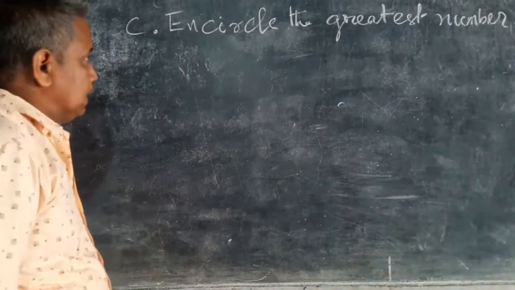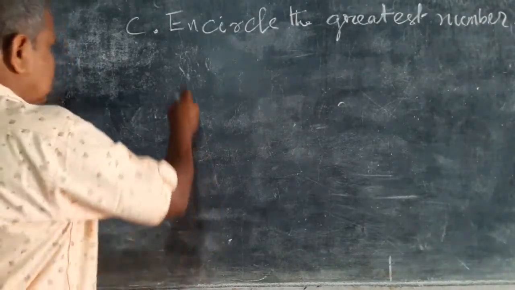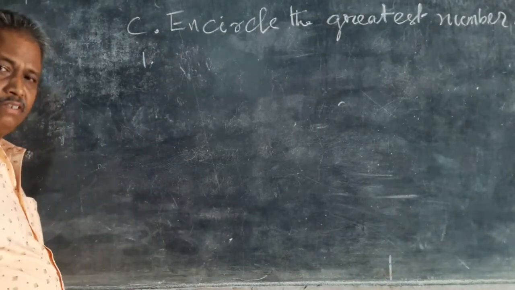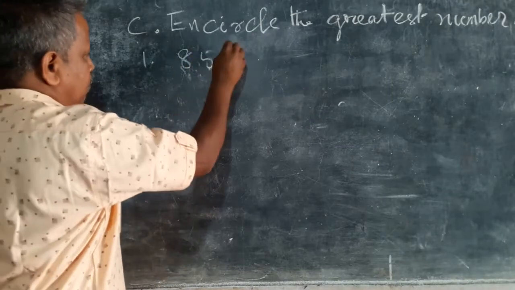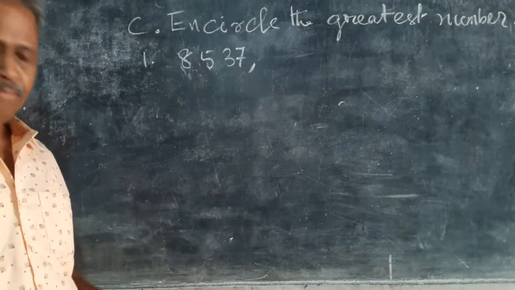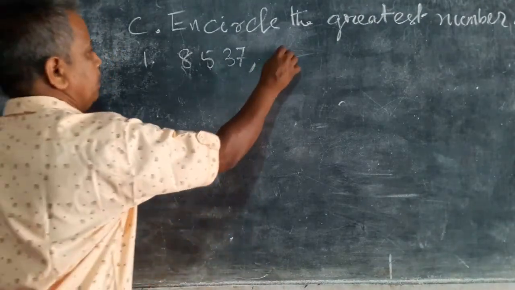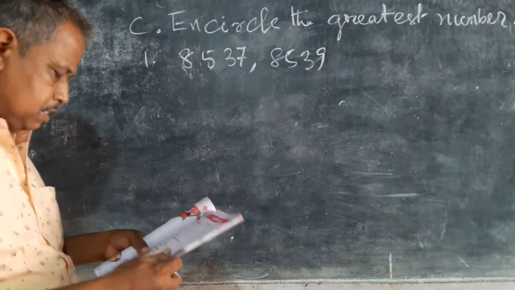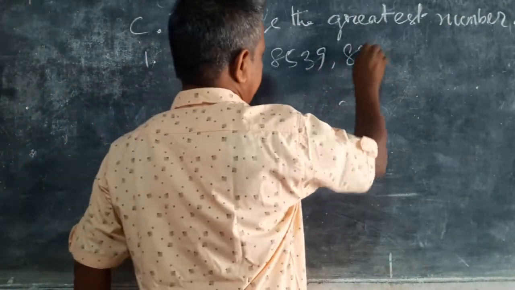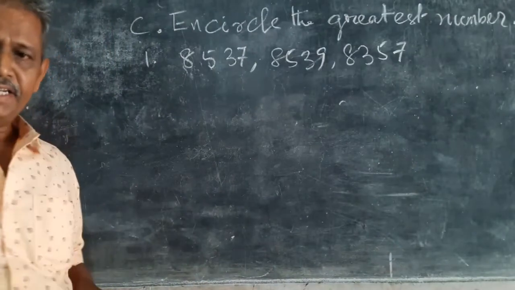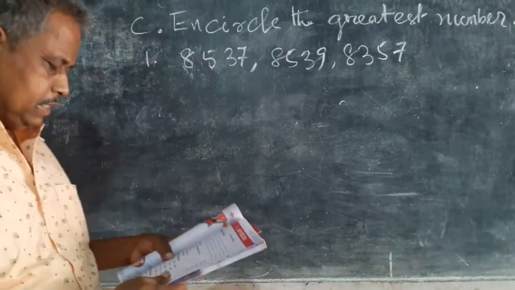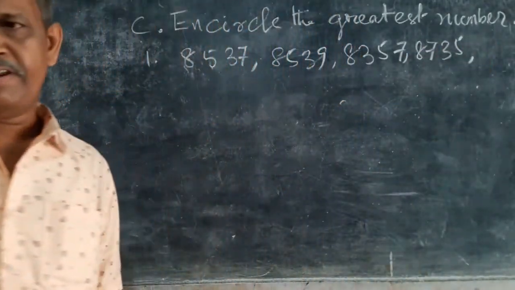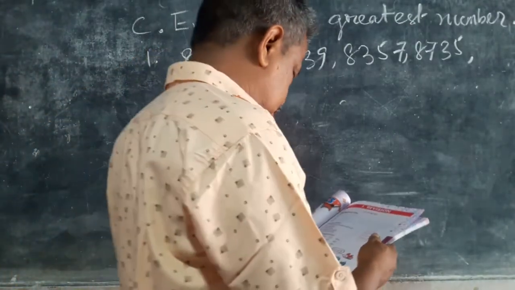Next question is, encircle the greatest number. The first number is 8537. Next number is 8539. Next number is 8357. Next 8735. Last number is 8935.